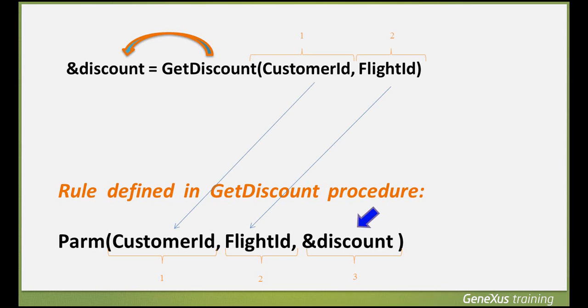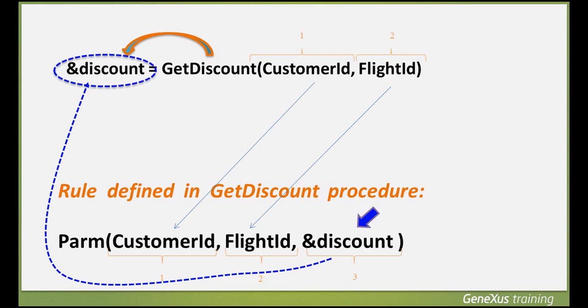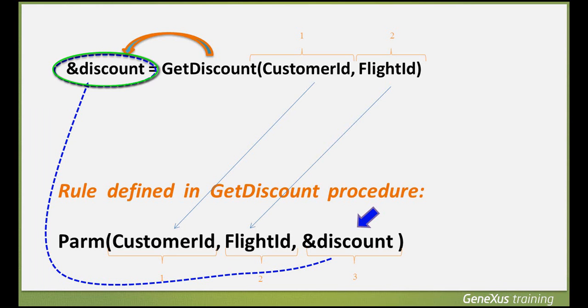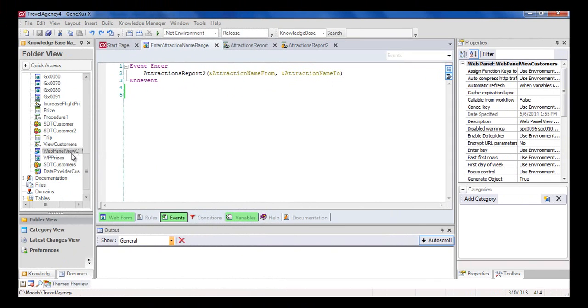The two parameters sent are received in order, and the third parameter defined in the parm rule corresponds to the one that stores the value returned in the discount variable of the invocation. So, in the source of the getDiscount object, in some place in the group of instructions, we will have to assign a value to the discount variable for that value to be returned and assigned to the variable located to the left of the equal sign.